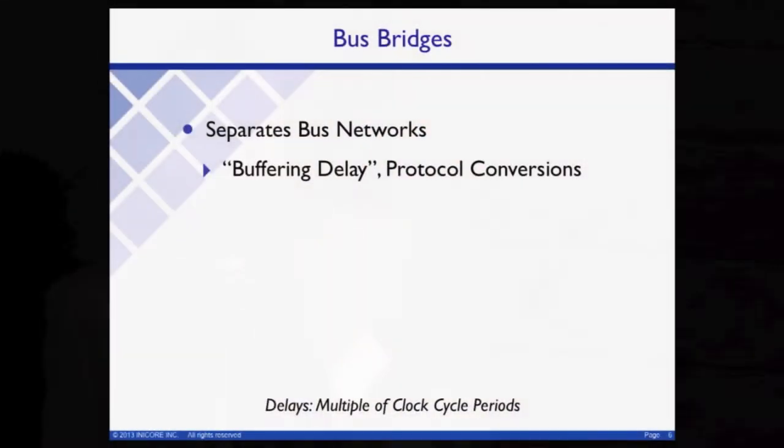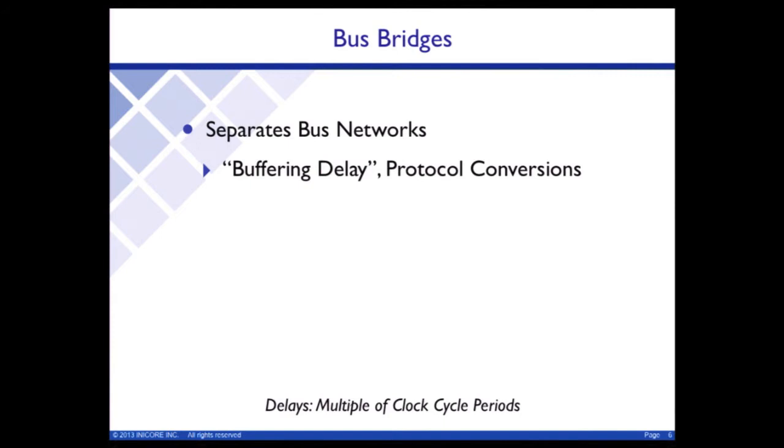Then we have these bus bridges. One thing they do is they separate the networks. So we always have a delay if we go from one bus to another. And the delays we are talking about are not picoseconds or nanoseconds. Here it's multiples of clock cycles. Sometimes we have protocol conversions as well, where the high-speed bus uses a different protocol than a peripheral bus, for example.